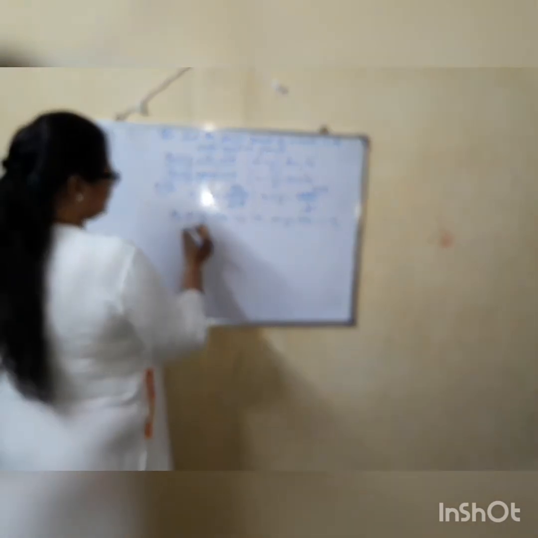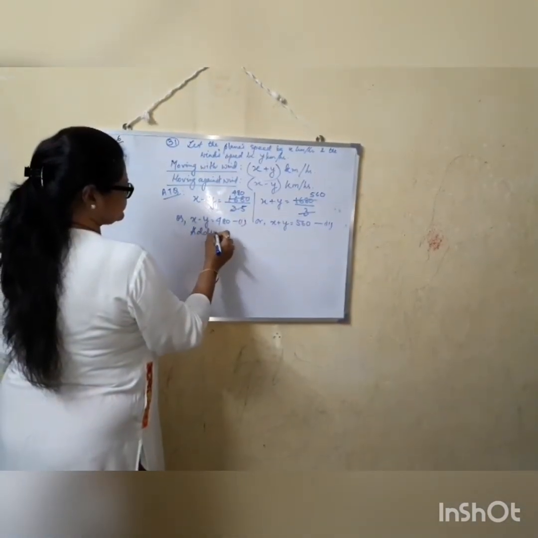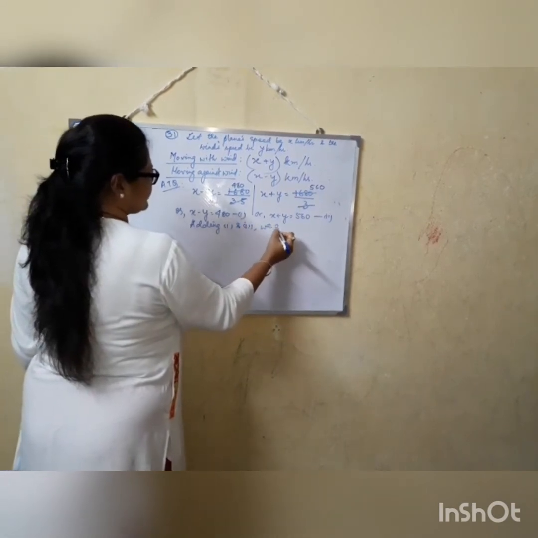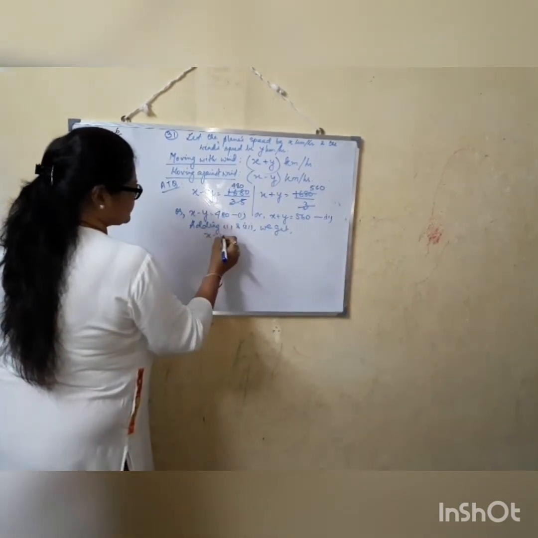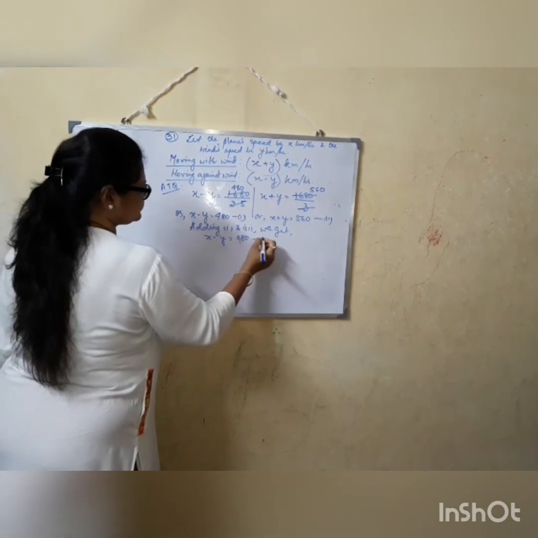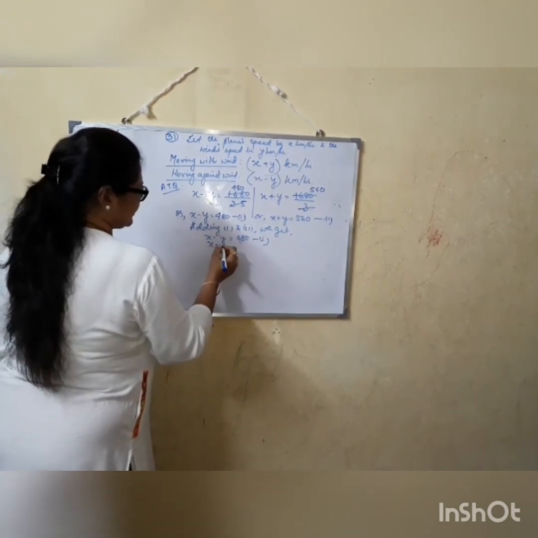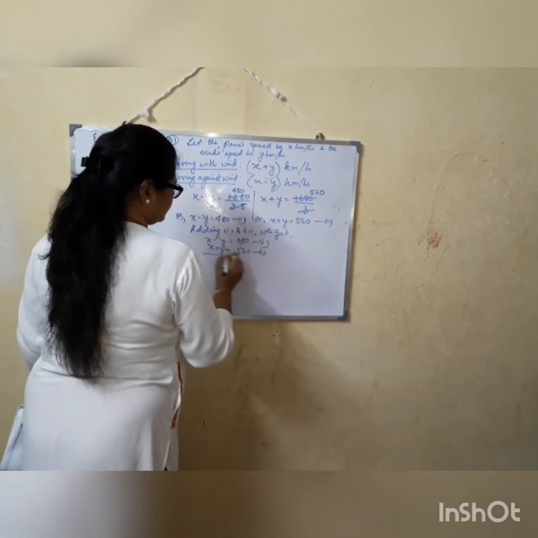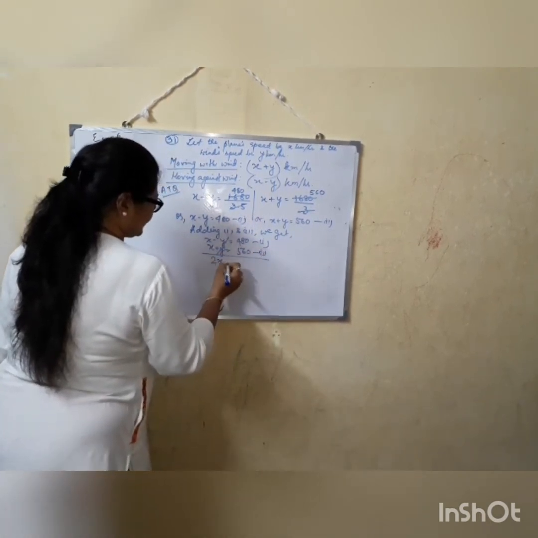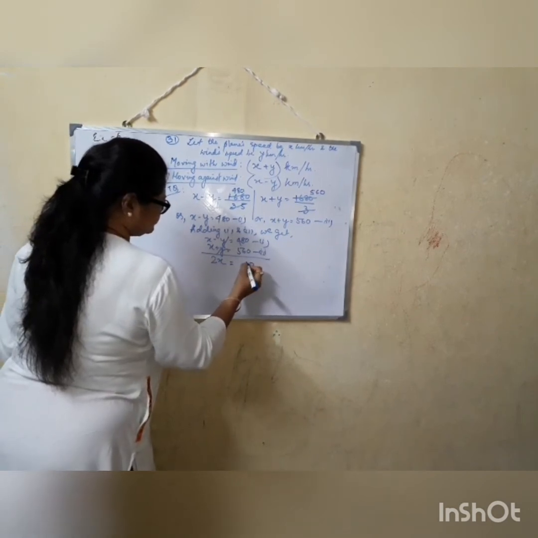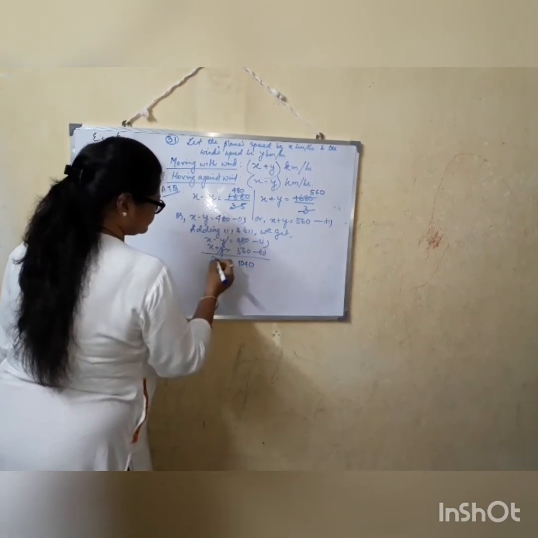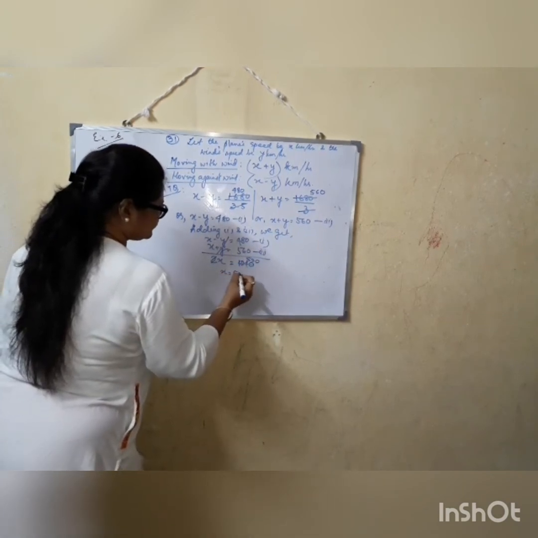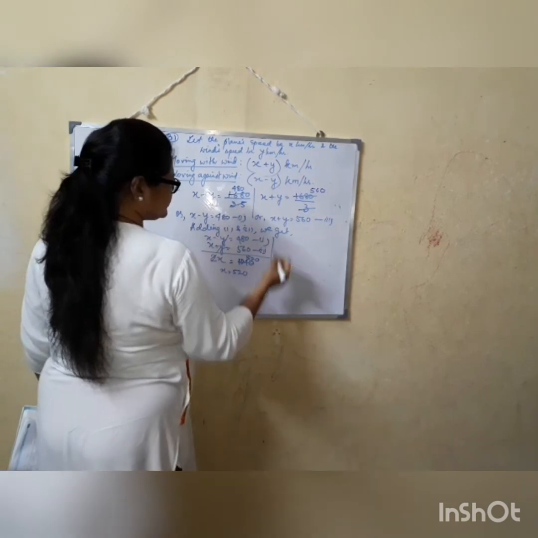Okay, now we simply add 1 and 2. We get x minus y equal to 480, x plus y is equal to 560, 2x, so we get x equal to 520. That means speed of the plane is 520.